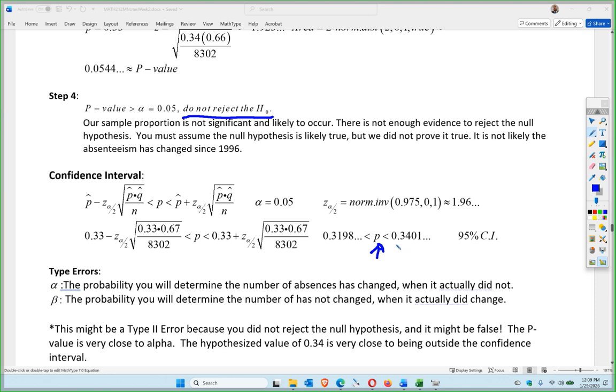However, 34 is really close to that. So this might actually be a type 2 error because it's so close, right? And look at the p-value. It's 0.054. That's really close to 0.05. So this might actually be a type 2 error. We don't know. It's so close, it's hard to tell.